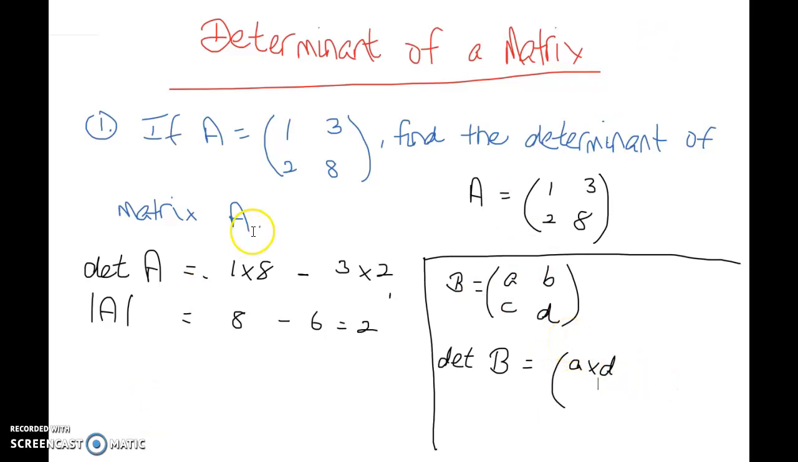One error here that I made, you don't need to put this big bracket here. So the determinant of B will be the product of the first diagonal, a times d, subtract b times c. And you can just go further and write it as ad, because a times d is ad, take away bc. And that's how we find the determinant of a matrix.